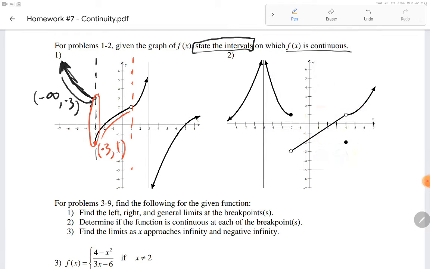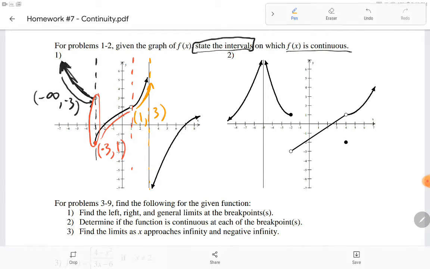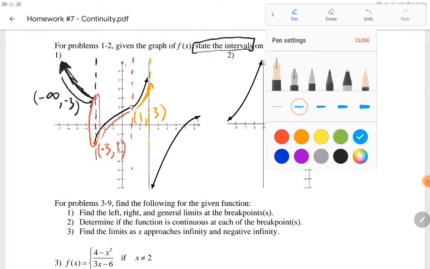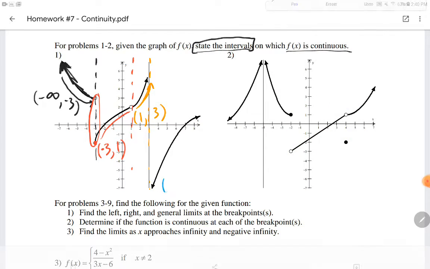I'm going to pick a different color for the next section. So from 1, I'm not going to include 1, up until, well, this one shoots up and doesn't touch 3. So it looks like from 1 to 3, that's my next interval. And then the very last interval is from 3, right? Because it gets really, really super close to x equals 3. It goes down to infinity, and it goes all the way to the right, so all the way out to infinity.